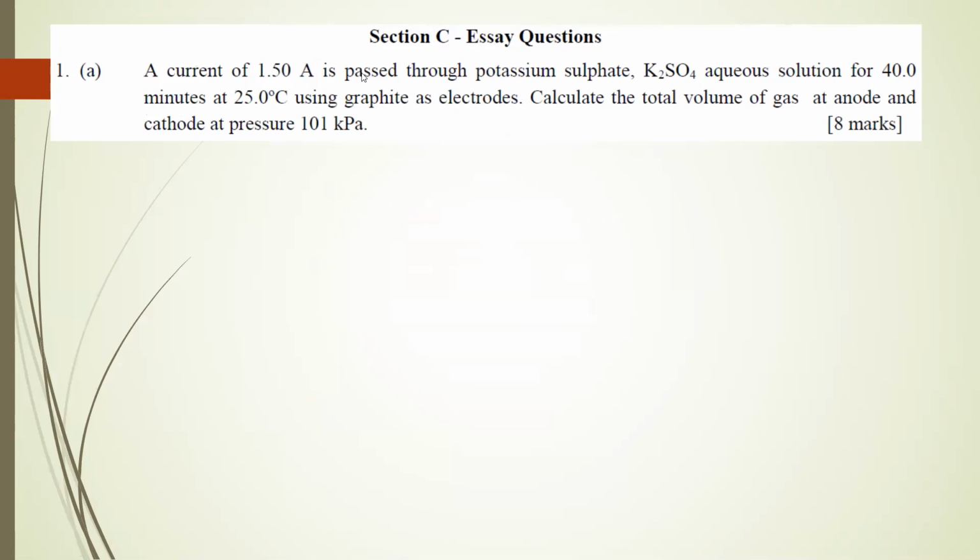Okay, question number 1 sounds like this in the essay. A current of 1.0 ampere is passed through potassium sulfate, K2SO4, aqueous solution for 40 minutes at 25 degrees Celsius using graphite as electrode. Calculate the total volume of gas at the cathode at the pressure 101 kilopascal.